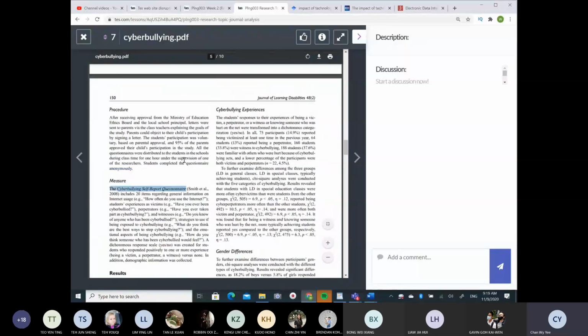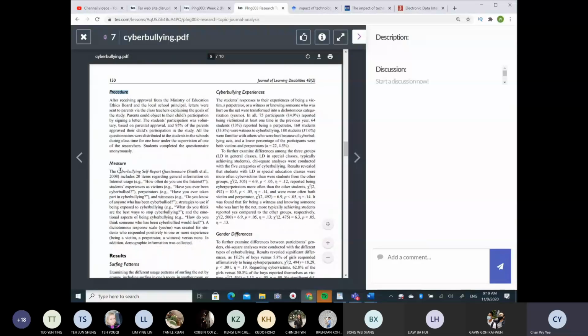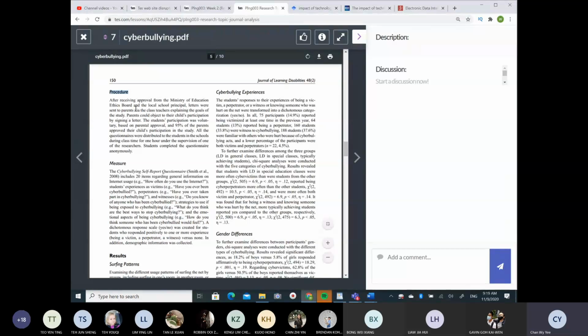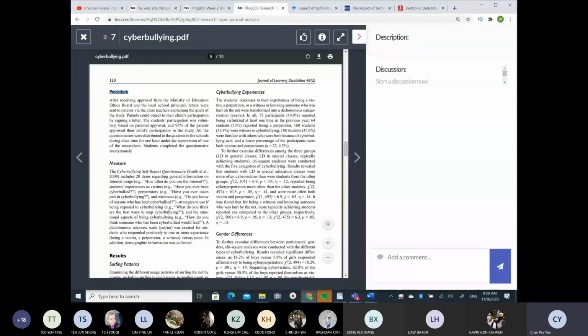Okay, this one here, the procedure. They put participants and then procedure first before method. That is why I told you some researchers arrange things and use different terminologies in their journal articles or research papers. So procedure is how you conducted or how you collected your data. So how did this author collect data?